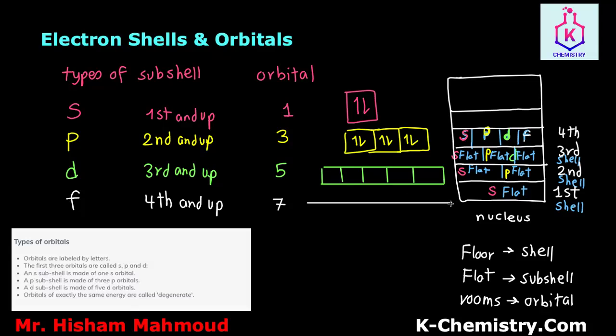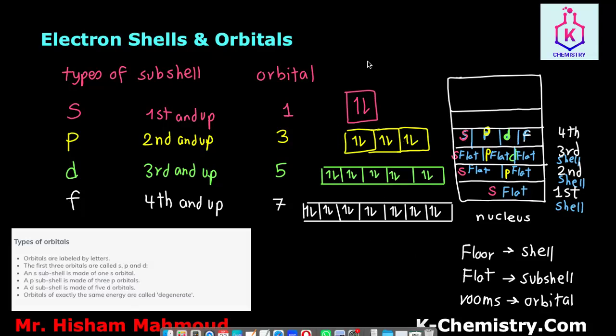So let's imagine the 7 bedroom or the 7 orbital. 1, 2, 3, 4, 5, 6, 7. And as you can count, since every orbital can carry a maximum of 2, then we can draw 2 times 5. So the D subshell has 5 orbitals inside it, so it can carry 10 total electrons, while the F subshell contains 7 orbitals, so it can carry a total of 14 electrons.